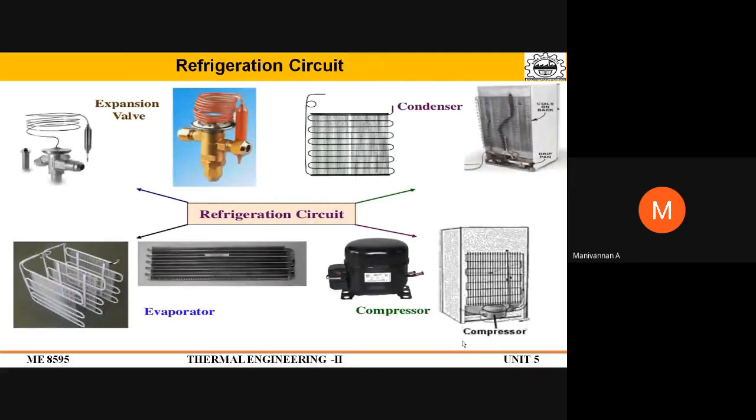Then, in a refrigeration system, what are the major components involved that we have discussed? The first unit is a compressor. Then we have a condenser. From the condenser, the fluid goes to the expansion valve. From the expansion valve, it is routed to the evaporator, where you achieve the refrigeration effect. These are the main components of the refrigeration circuit.